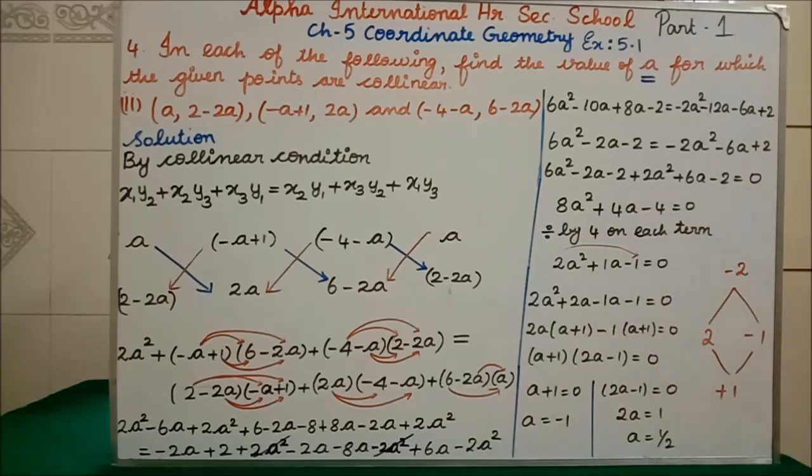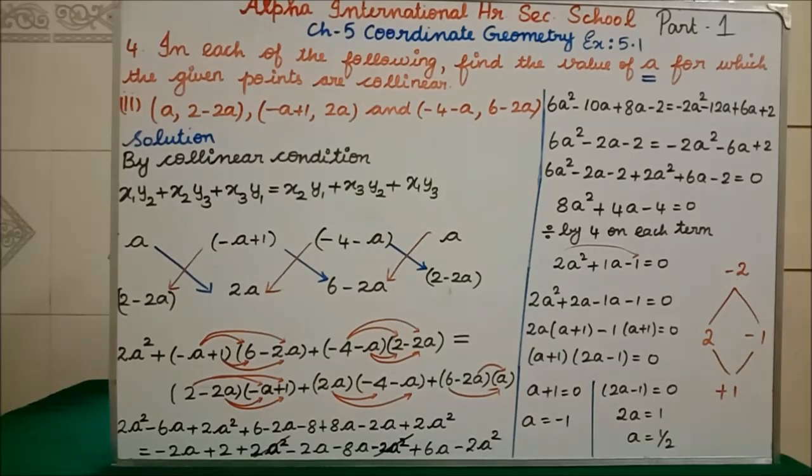Then this minus 2 equal to minus 2a square minus 12a plus 6a plus 2. Okay, now if you see here, minus 2a square minus 6a plus 2 we have written. The next step we are taking all the terms to that side. So minus will become plus and plus will become minus. So 6a square minus 2a minus 2 plus 2a square plus 6a minus 2 equal to 0. Here 6a square, here another a square. 6 plus 2 is 8a square. Minus 2a plus 6a is what? Plus 4a. Then minus 2 is what? Minus 4 equal to 0.